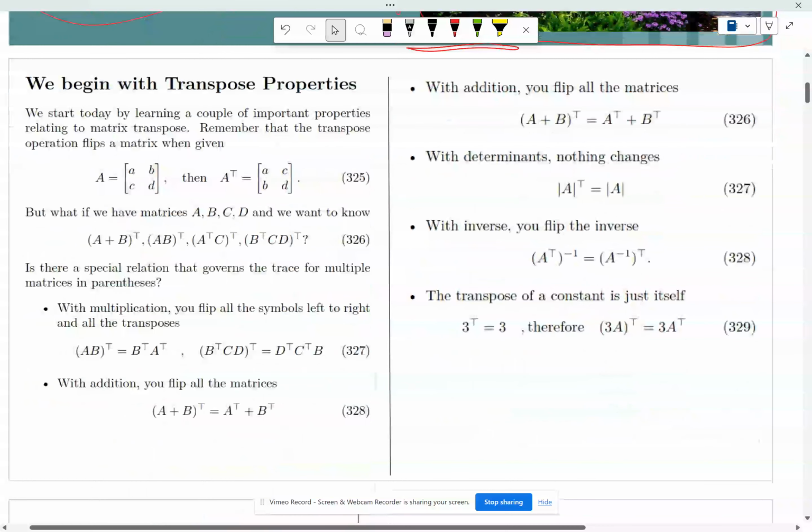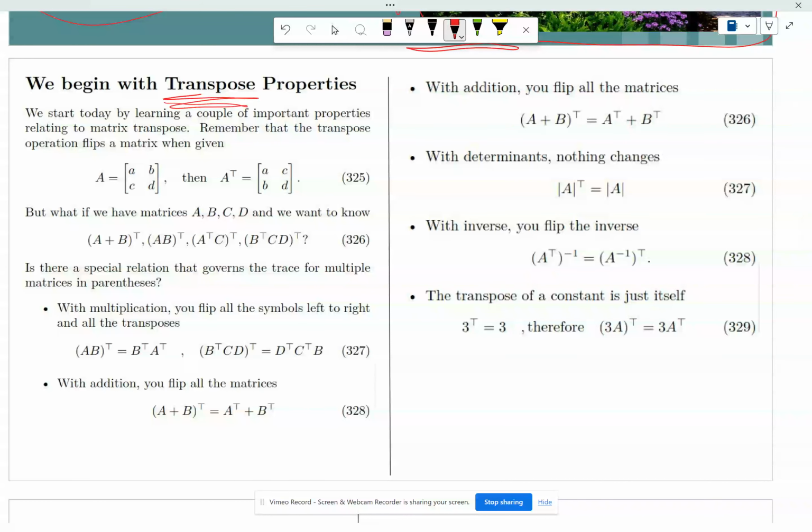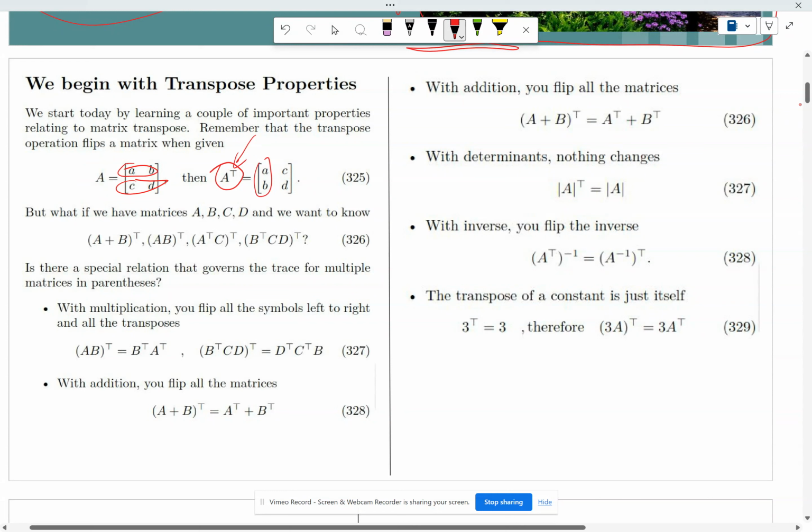So we're going to start today with some properties we haven't gone through yet, specifically properties with transpose. We learned previously the meaning of transpose. Basically, if you have matrix A and you want to transpose it, you add a T, and you essentially flip it so that all the rows become columns. When you do the transpose of one matrix, it's pretty clear what we're supposed to do.